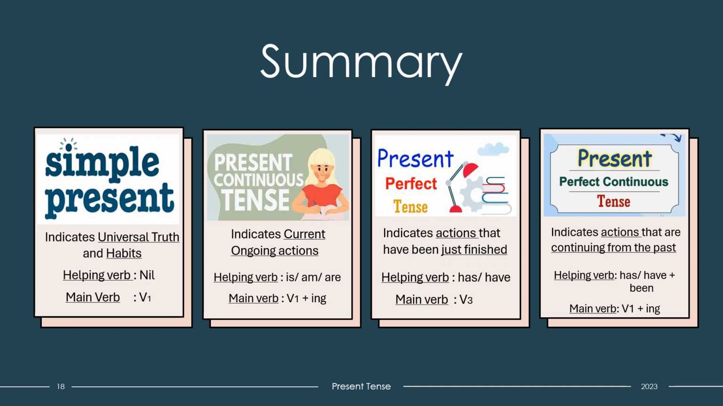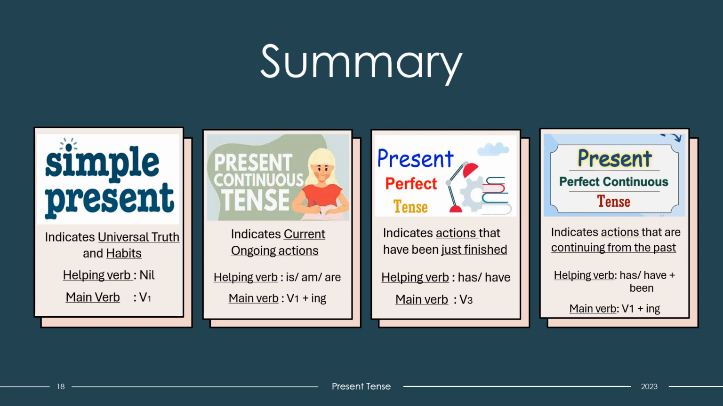In simple present, we do not use any helping verb. In present continuous, we use is, am, are. In present perfect and perfect continuous, we use has and have. However, in perfect continuous, we also use been. Has, have plus been. B-E-E-N.